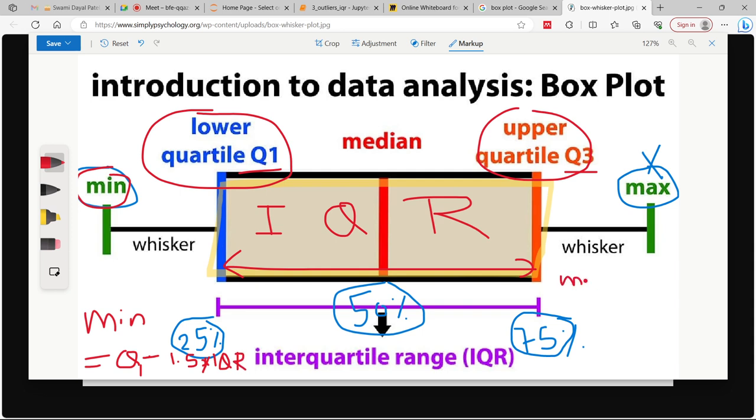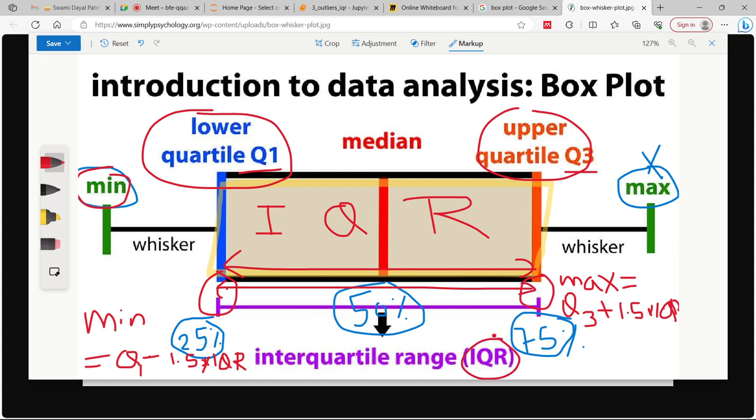As far as the maximum value is concerned, it's again not the maximum value of the given data set, but it's Q3, which is on the right hand side, plus 1.5 times IQR. You can write down this formula. Let's go again. First, we calculated Q1, which is the first value. Then we calculated Q3, which is the 75 percentile. Then we find the difference between these two. This value is IQR for us.